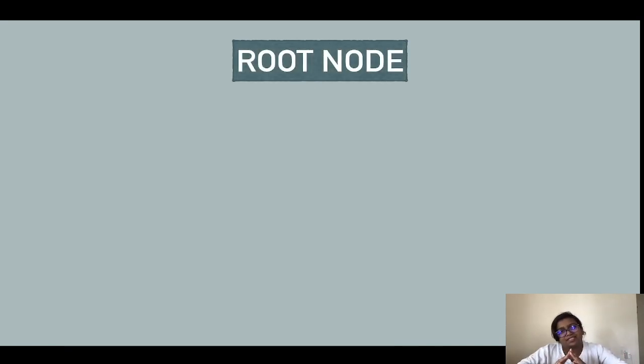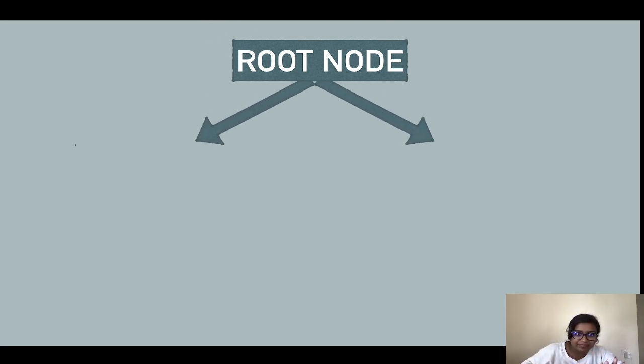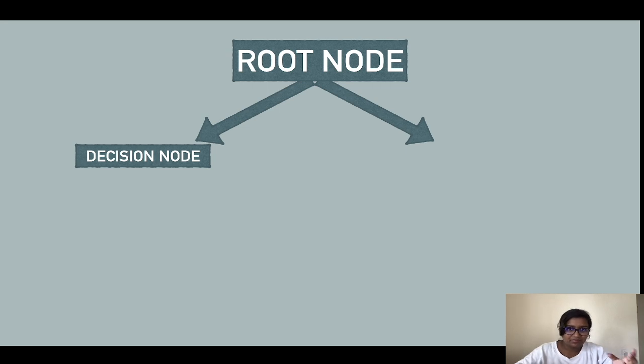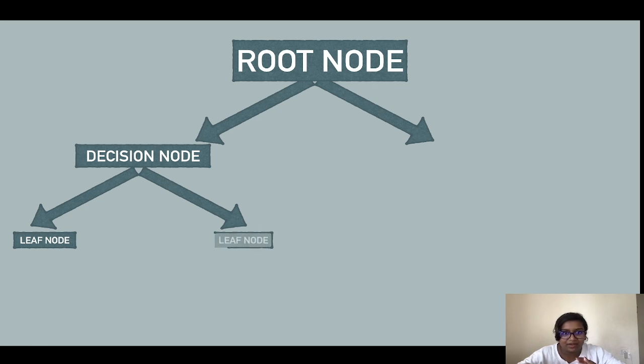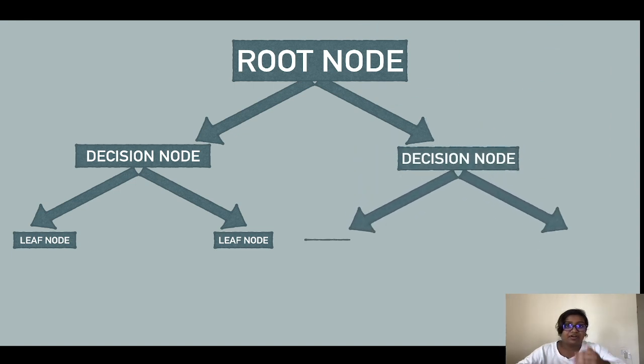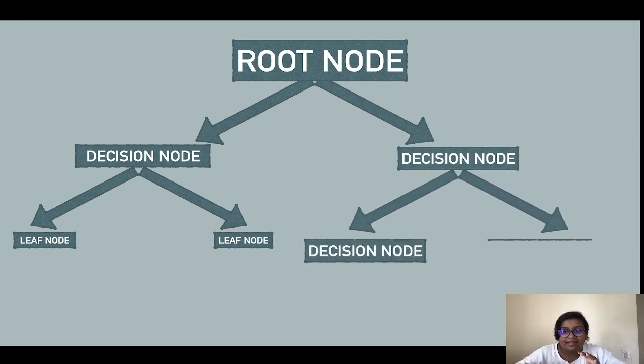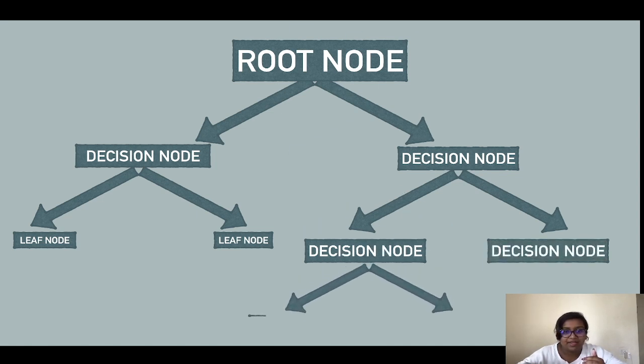This root node represents the entire data set that you are using. This data set is divided because it divides data into smaller and smaller subsets, right? So this data set is divided into decision nodes, and this decision node is further divided into leaf nodes. Now leaf nodes are the final stage. It's the end point. You cannot further divide a leaf node, but you can divide a decision node into further decision nodes, right? And these decision nodes can be further divided into leaf nodes.